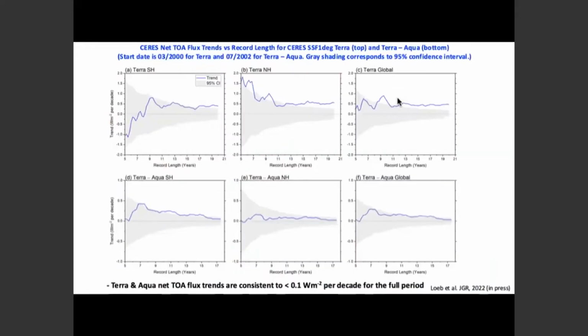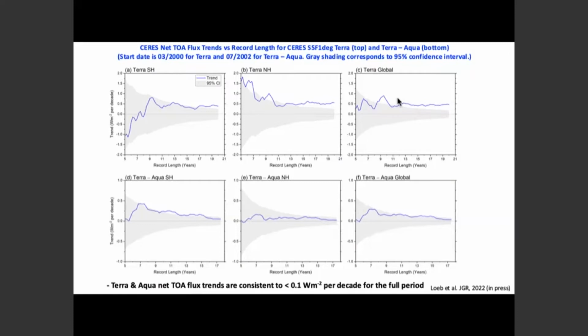So can we trust that? How good are these results? So we could look at the Terra period on the top, looking at trends for the Southern Hemisphere, Northern Hemisphere, and global, just for the CERES instrument on Terra. And I'm looking at the trend as a function of record length. So starting in March 2000 and looking at trends for a 5-year record, 7-year record, et cetera, all the way to a 20-year record. The gray shading is a 95% confidence.